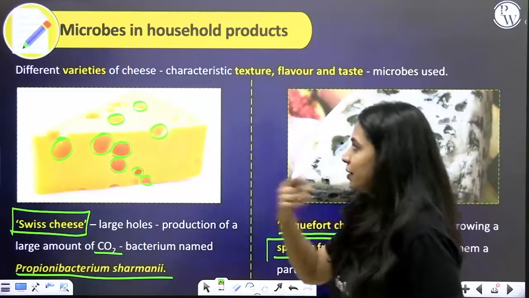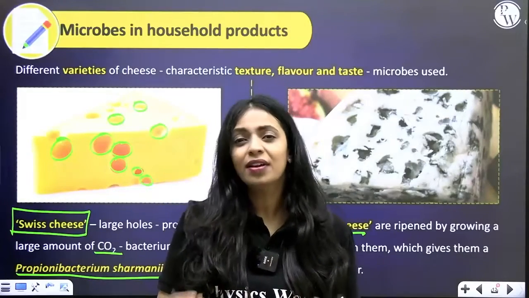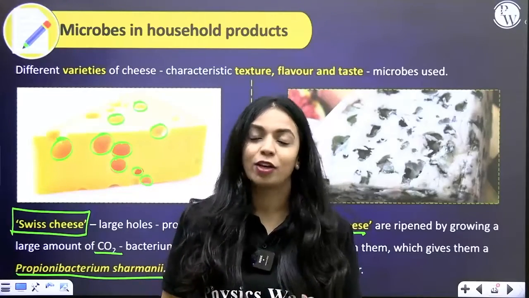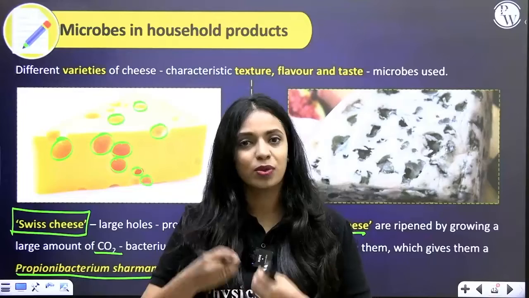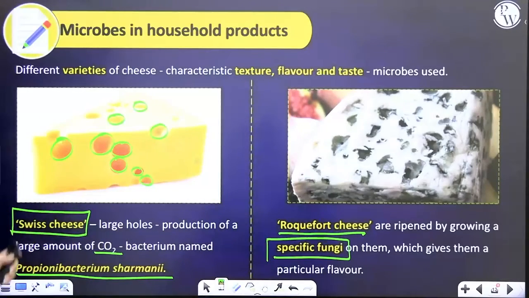Basically, what makes one type of cheese different from another is the kind of microbe that is used to obtain the cheese. Depending upon that, you get different varieties of cheese with different flavors, different colors, and different taste. All right, so that's all about cheese.